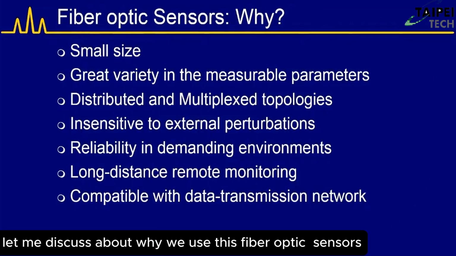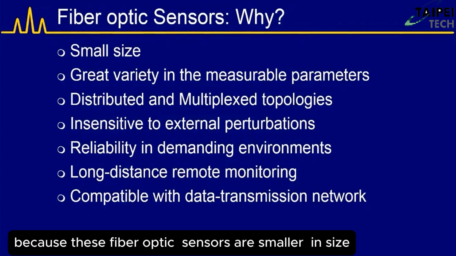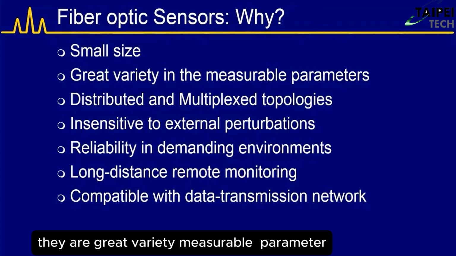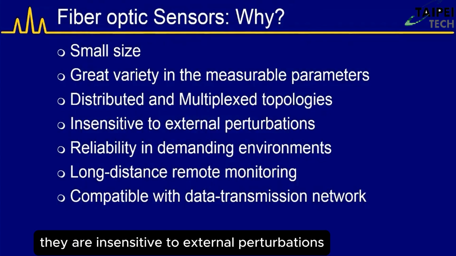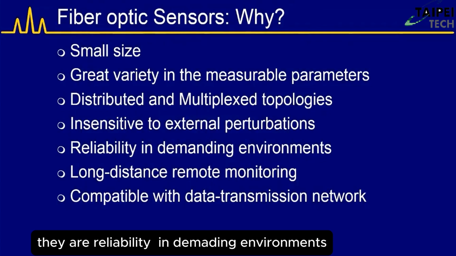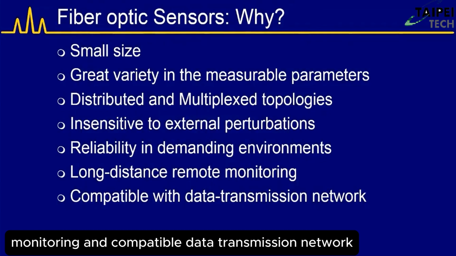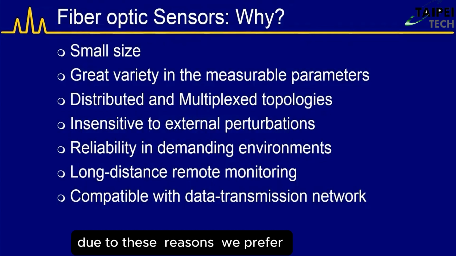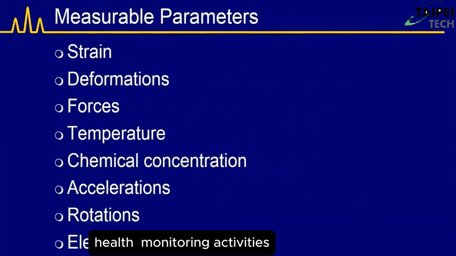Here, let me discuss why we use fiber optic sensors for this application. Because these fiber optic sensors are small in size, they measure a great variety of parameters, they are used in distributed and multiplexed topologies, they are insensitive to external perturbations, they are reliable in damaging environments, and they allow long distance remote monitoring and are compatible with data transmission networks. Due to this, we prefer fiber optic sensors for structural health monitoring activities.